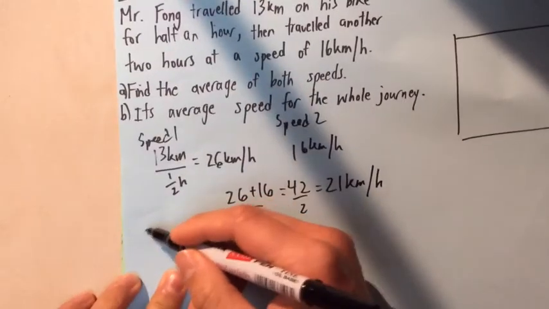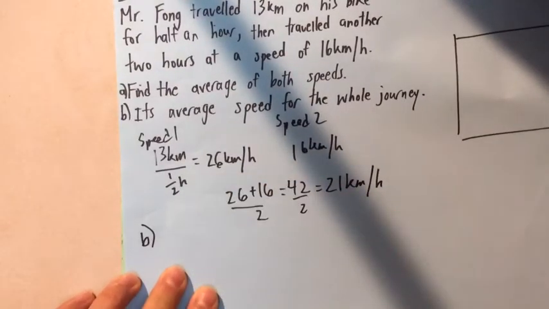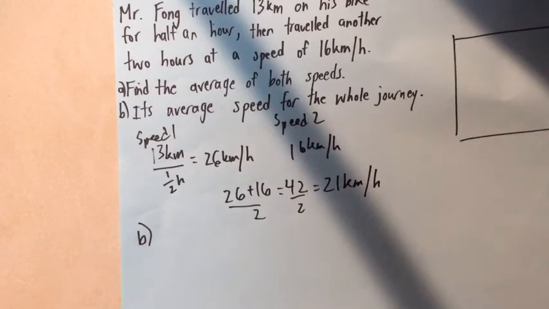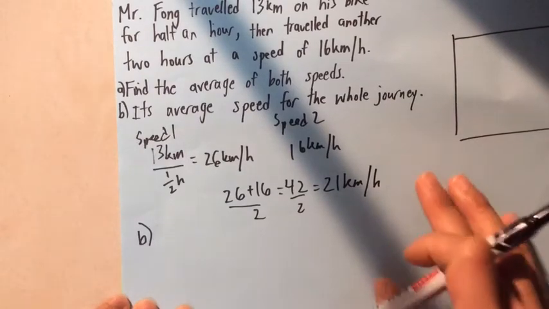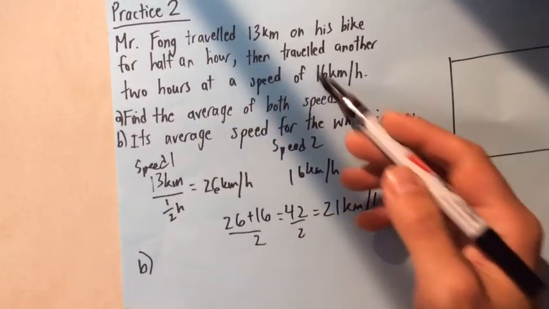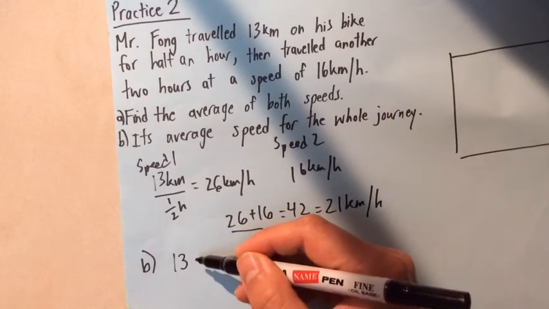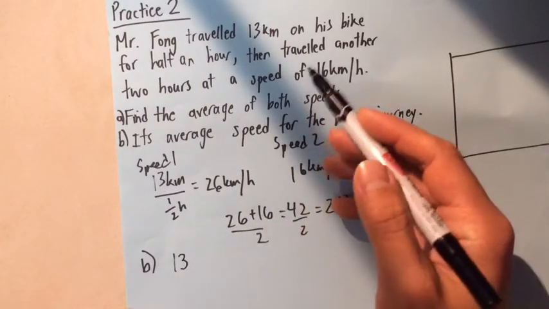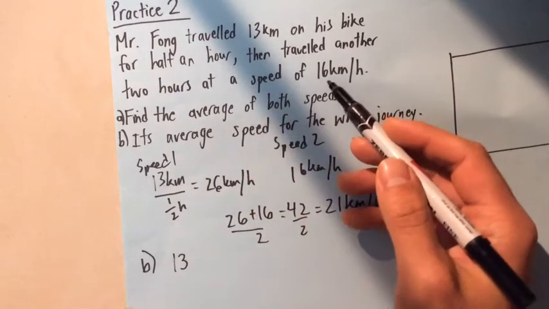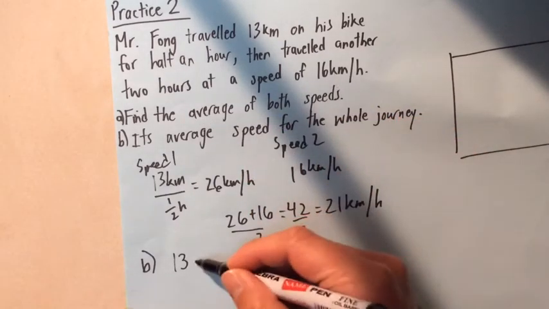All right, now let's look at B, the average speed for the whole journey. Now, remember the definition of average speed. It's the total distance traveled over the total time taken. So the total distance traveled would be, we traveled 13 kilometers for the first half hour. Then we travel for 2 hours at a speed of 16 kilometers an hour. So 16 times 2.